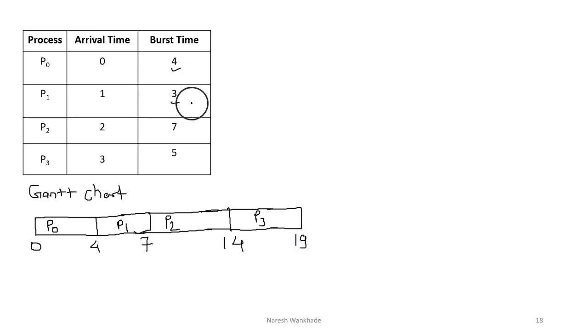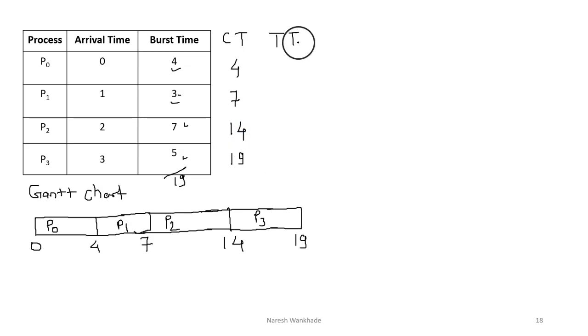You can cross check the time on the Gantt chart with the total burst time, that is 4 plus 3 plus 7 plus 5, that is 19, and here we have 19 on the Gantt chart. We have to compute completion time for each process. Process P0 completes at 4, process P1 completes at 7, process P2 completes at 14, process P3 completes at 19.